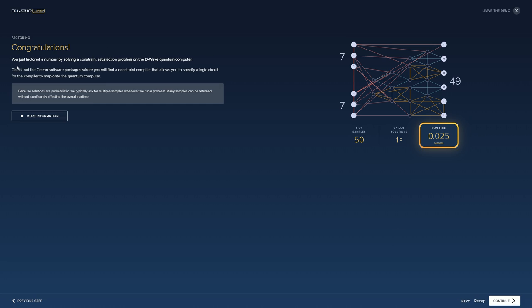Awesome. Check out the Ocean software package where you will find the constraint compiler that allows you to specify a logical circuit for the compiler to map onto the quantum computer. Because solutions are probabilistic, we typically ask for multiple samples whenever we run a problem. Many samples can be returned without significantly affecting the overall runtime.